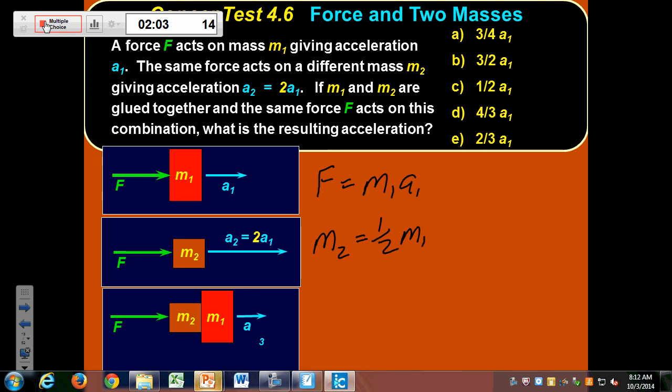All right. Now, if I put them together, M1 plus M2 is going to equal 3/2 of M1. Right? Because I have 1 and then a half of M1, so that's 3/2 of M1. So, if I come back up here, and I imagine that now I have 3/2 of M1, I have the same force acting on both blocks, which are 3/2 of the original mass. What is my acceleration?